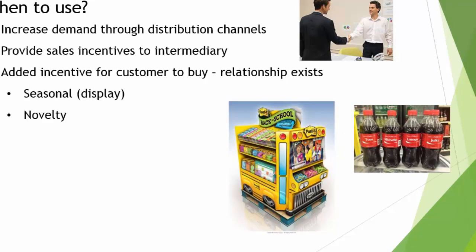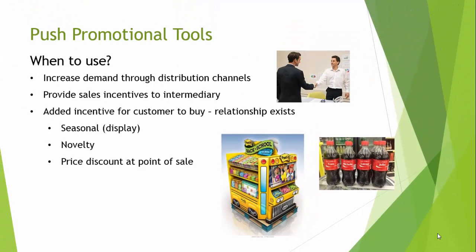Novelty promotions on package, like the Coke promotion, is another way to get that prime display space and push more of your product through to consumers. Price discounts at point of sale. Lower cost items work better with push promotions, as you can see in these examples. And impulse purchases. Those racks and racks of candy at the checkout counter, that's a push strategy to get you to purchase one more thing at point of purchase.